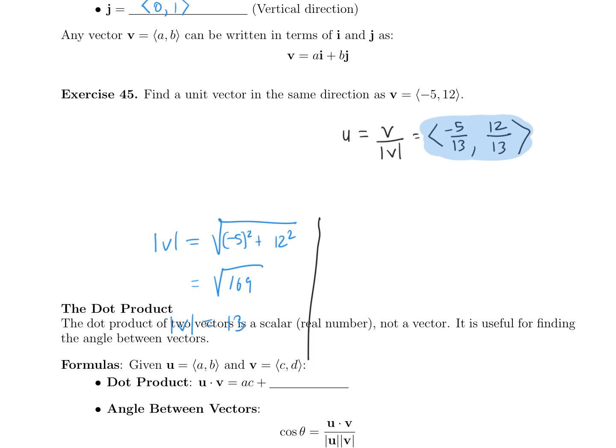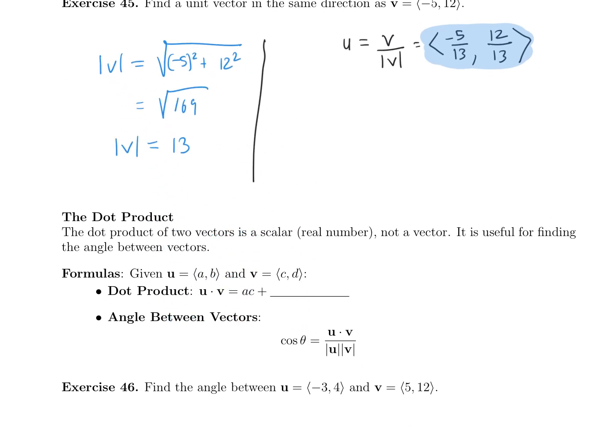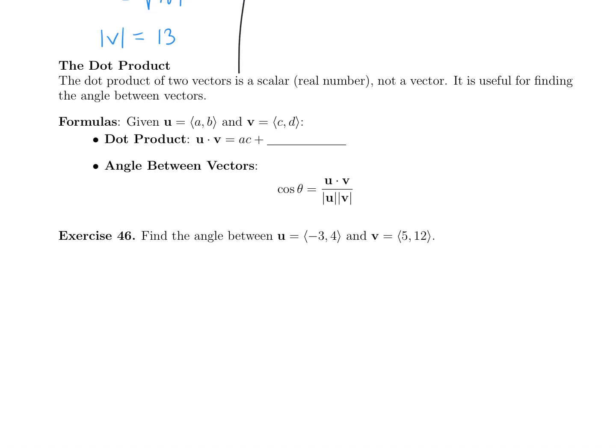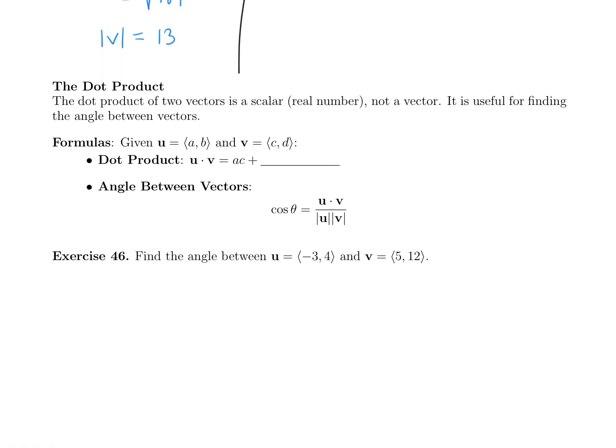Okay, let's see what we have down below. The last thing we're looking at is the dot product. Okay, so the dot product of two vectors is a scalar. It's a real number, not a vector. The dot product is just a real number. And it's useful to find the angle between two vectors. So if you have two vectors that cross, you can find the angle between them.